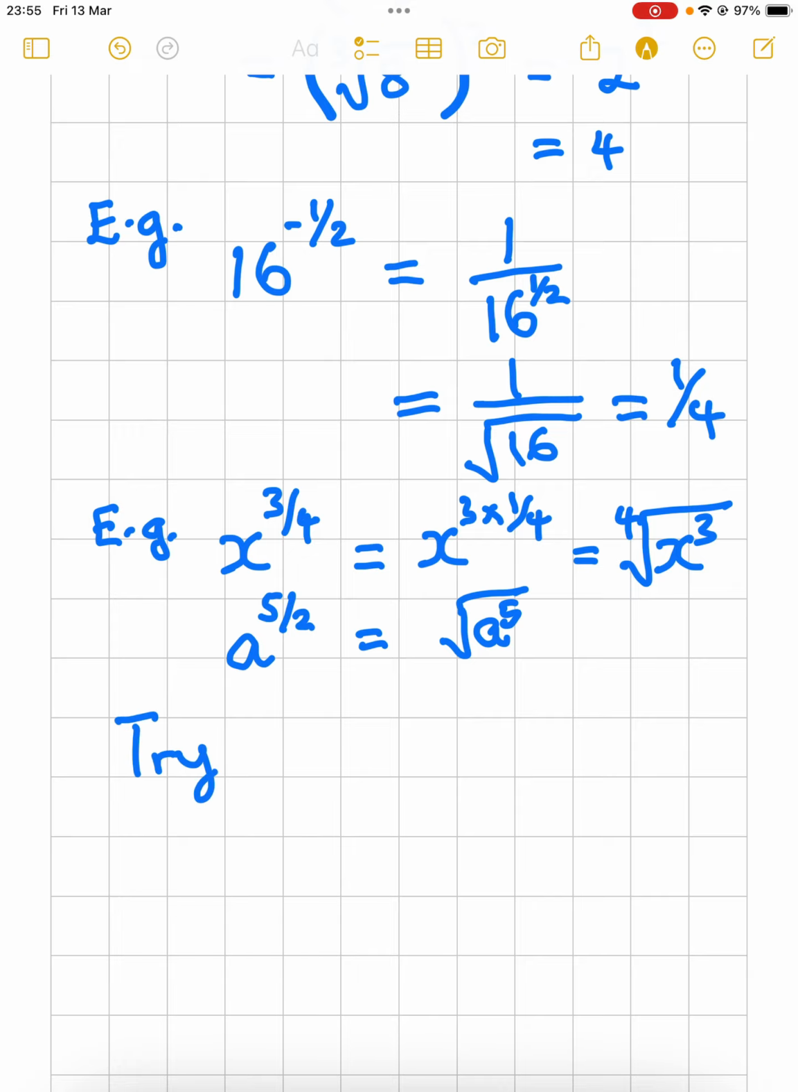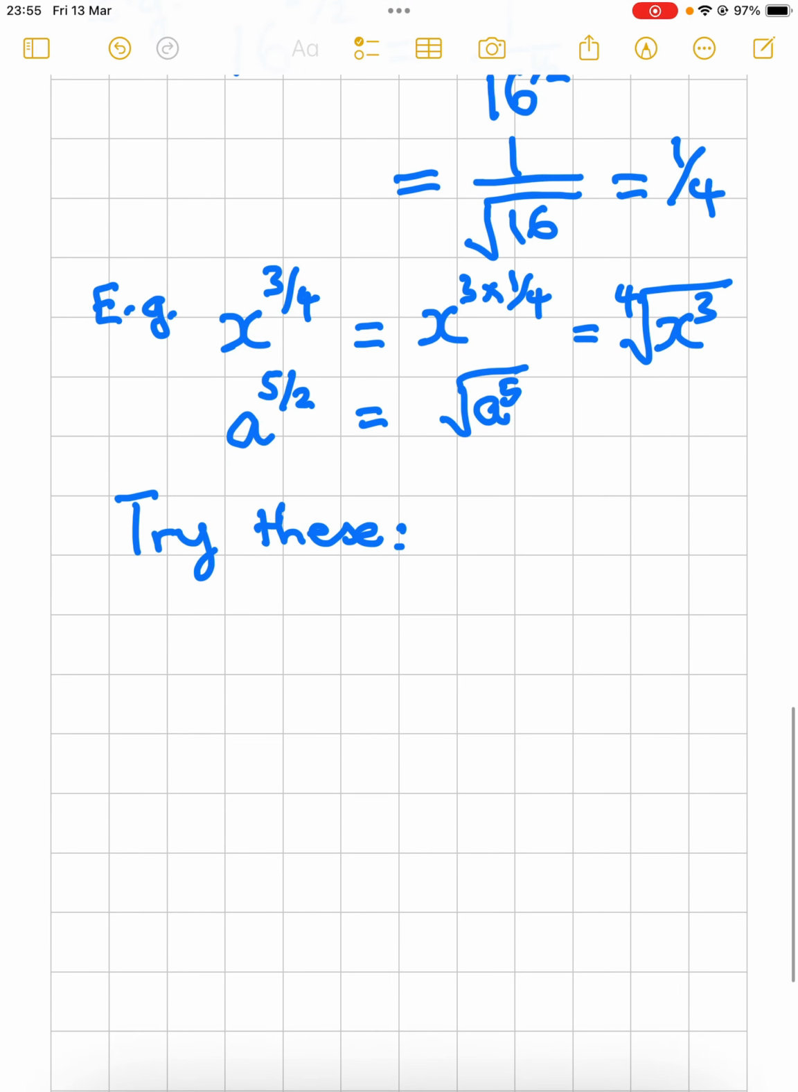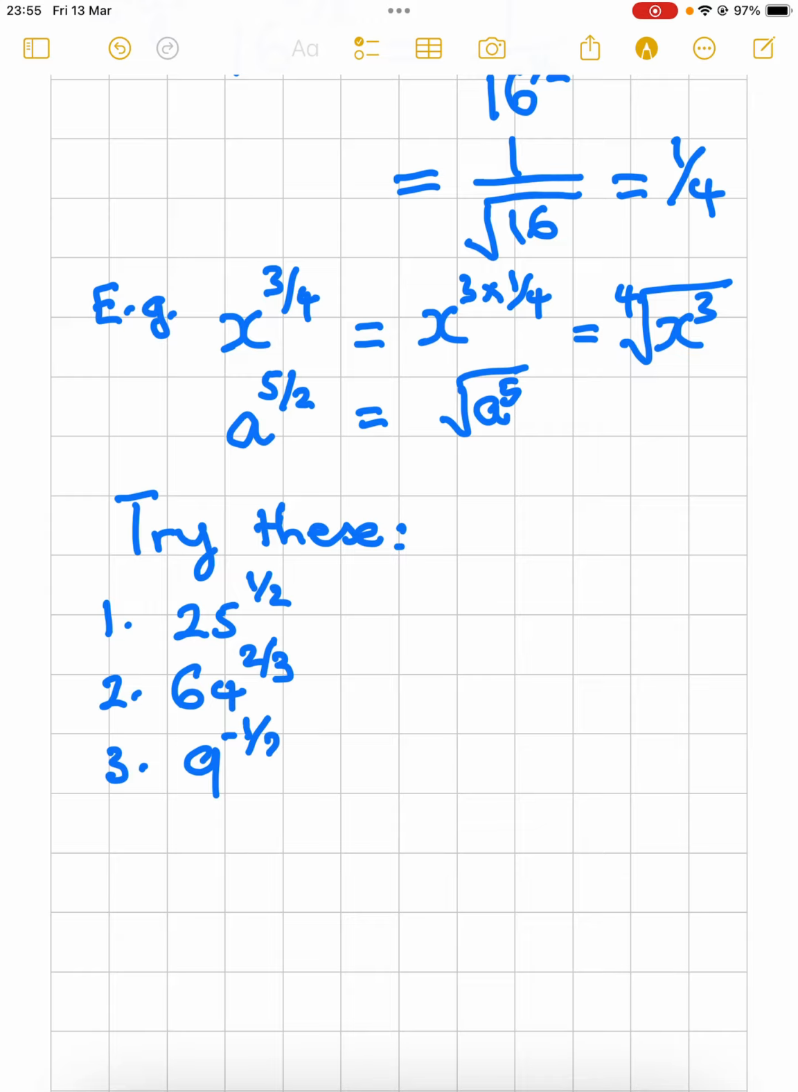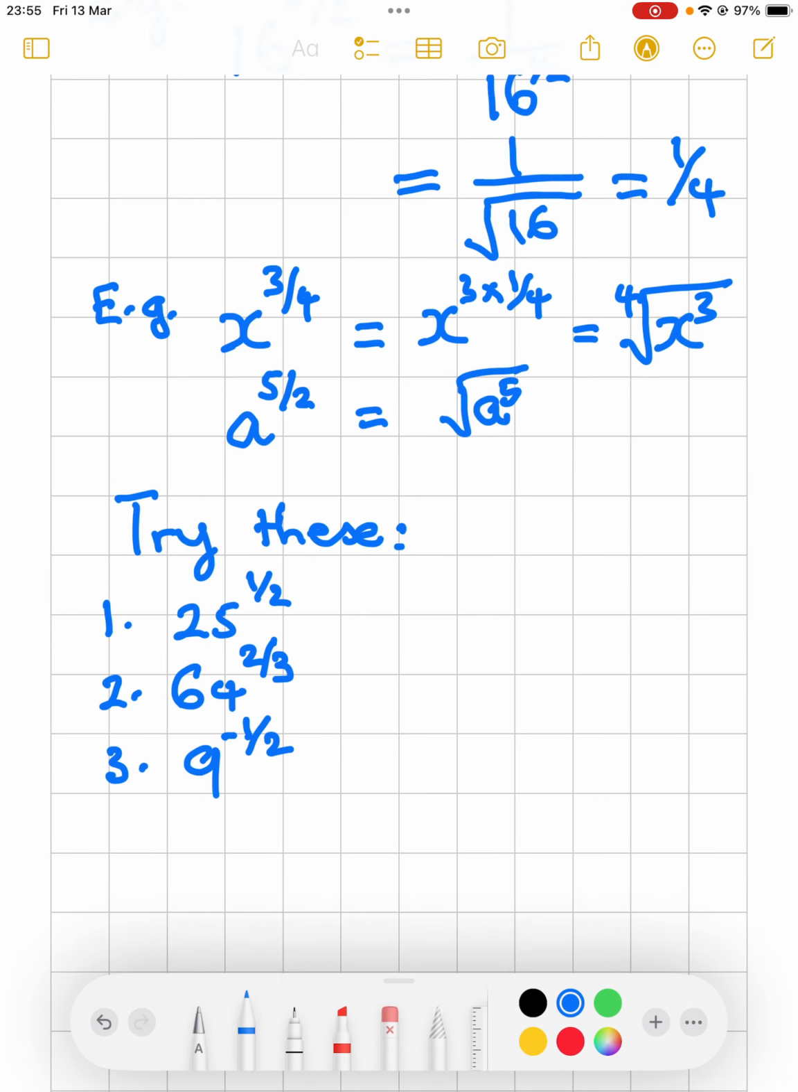Try the following. Number 1, 25 raised to power half. Number 2, 64 raised to power 2 over 3. Number 3, 9 raised to power minus 1 over 2. You can pause the video and try that.